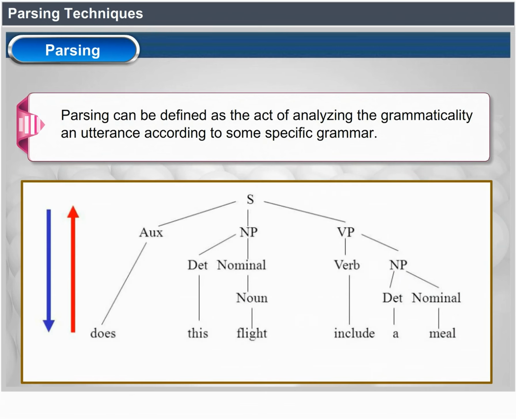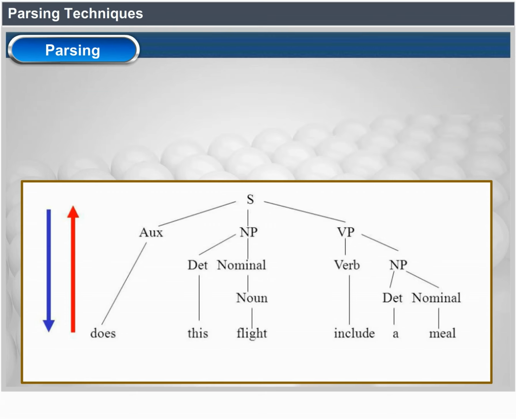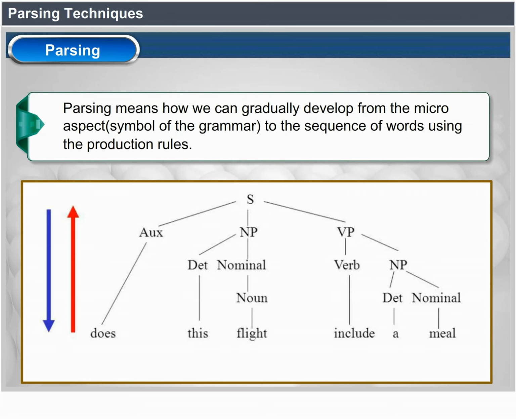Parsing can be defined as the act of analyzing the grammar of an utterance according to some specific grammar. Parsing is the process to check that a particular sequence of words in a sentence corresponds to a language defined by its grammar. Parsing means how we can gradually develop from the micro aspect, the symbol of the grammar, to the sequence of words using the production rules.